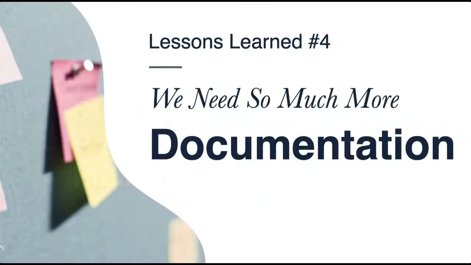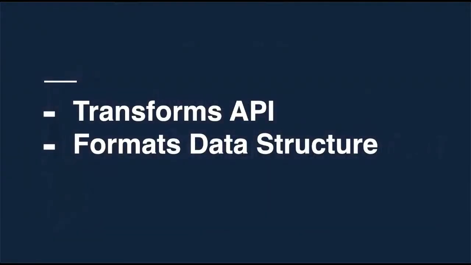And finally, we need so much more documentation. The documentation within Gutenberg is fantastic, but there are a lot of things around transforms and the formats data structure that are kind of passing mentions, if anything, in the handbook. And this is an area where I'd encourage everyone involved to open issues, submit content to the block editor handbook documentation, and see whether we can flesh this out into something that can really be a good resource for us all.